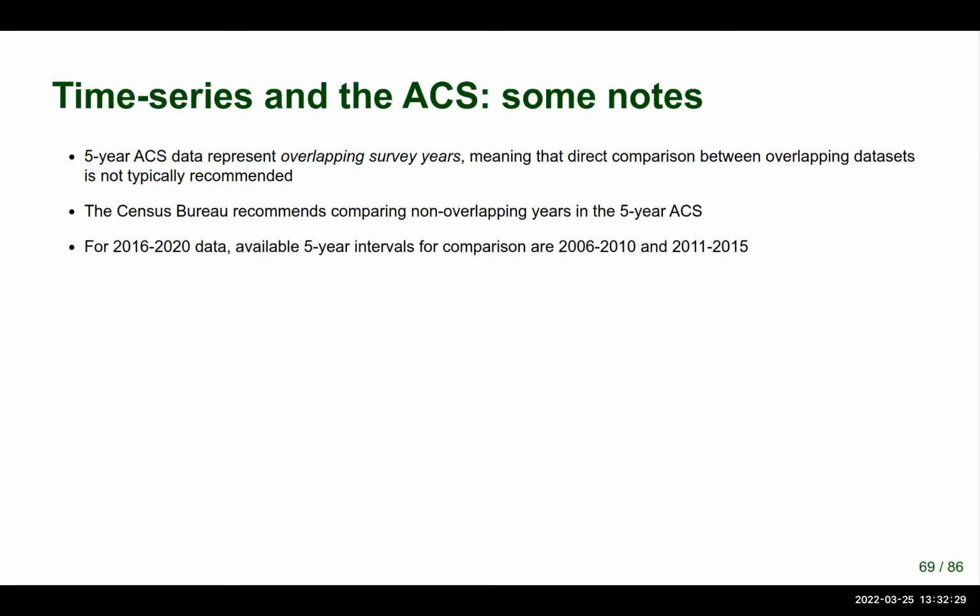Census doesn't recommend, say, comparing 2013 to 2017 with 2016 to 2020, because both are kind of baking in information from the same ACS data sets.